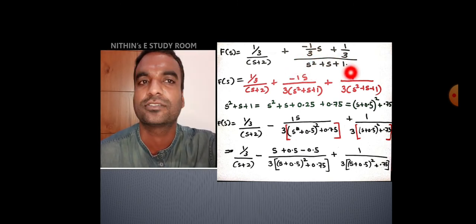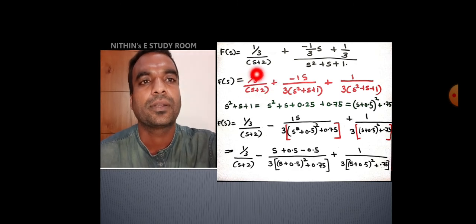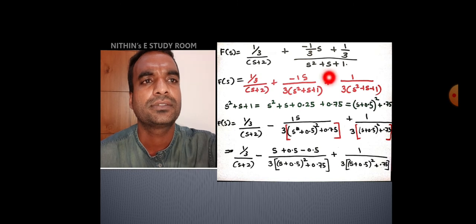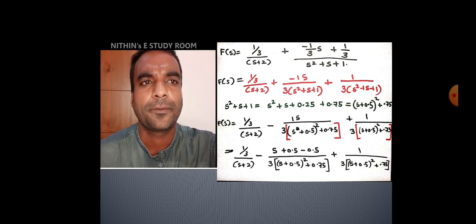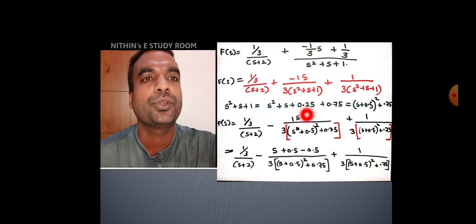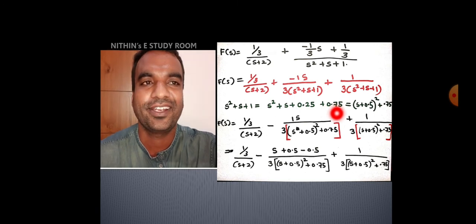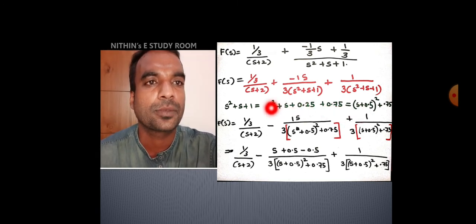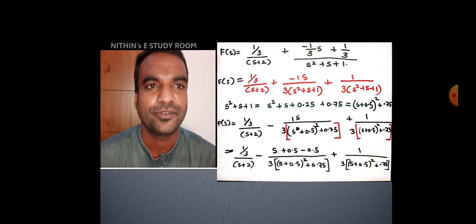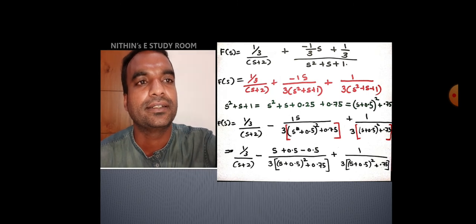minus 1 by 3s plus 1 by 3 by s square plus s plus 1. So 1 by 3 by s plus 2 minus 1 by s, 3 is here in the denominator, into s square plus s plus 1, plus 1 by 3 into s square plus s plus 1. Now I am rearranging s square plus s plus 1 as s square plus s plus 0.25 plus 0.75. Is it okay? And this s square plus s plus 0.25 is nothing but (s plus 0.5) square, so (s plus 0.5) square plus 0.75.